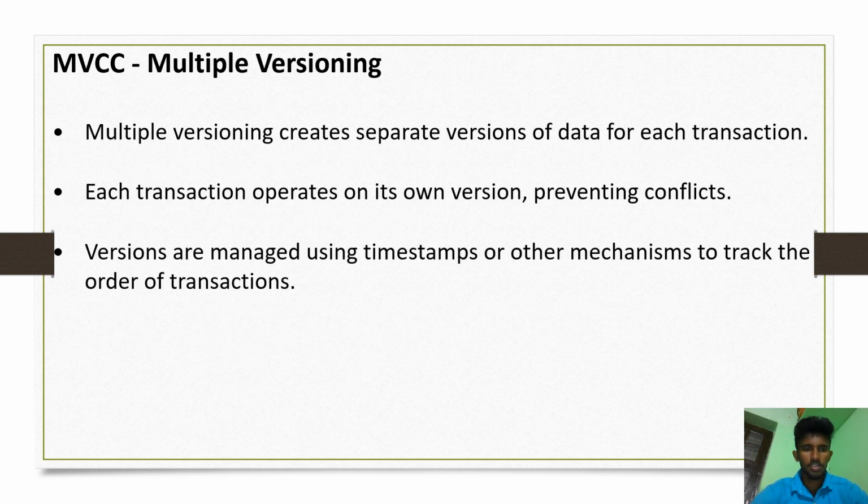MVCC multiple versioning. MVCC is also called multi-version concurrency control. Multiple versioning creates separate versions of the data for each transaction. Each transaction operates on its own version, avoiding conflicts, and the versions are managed using timestamps or other mechanisms to track the order of the transactions.